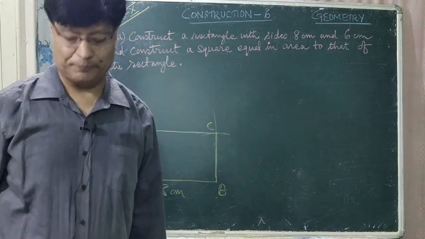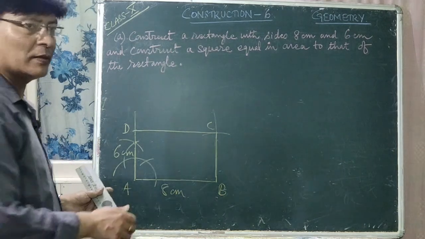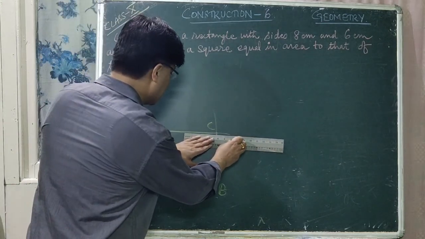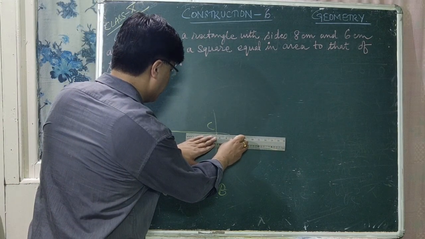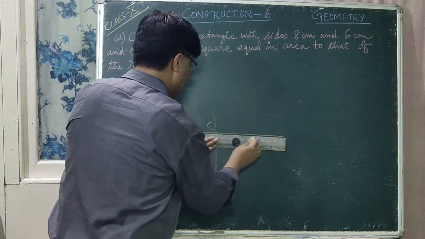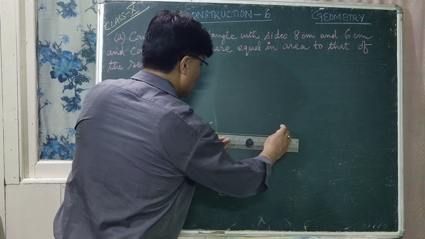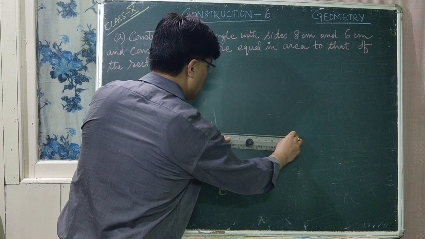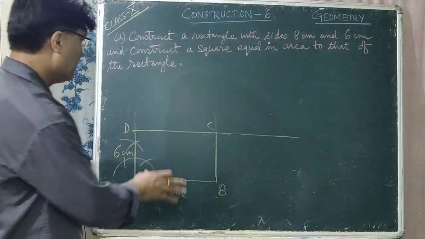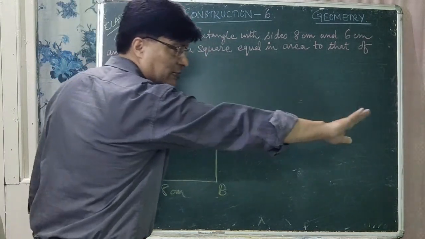So now what will you do? Now you have to produce the side DC. Let us extend the side DC. Make it a little long. We extend this DC a little. Extend it a little more. So this length of DC is extended on the right side.